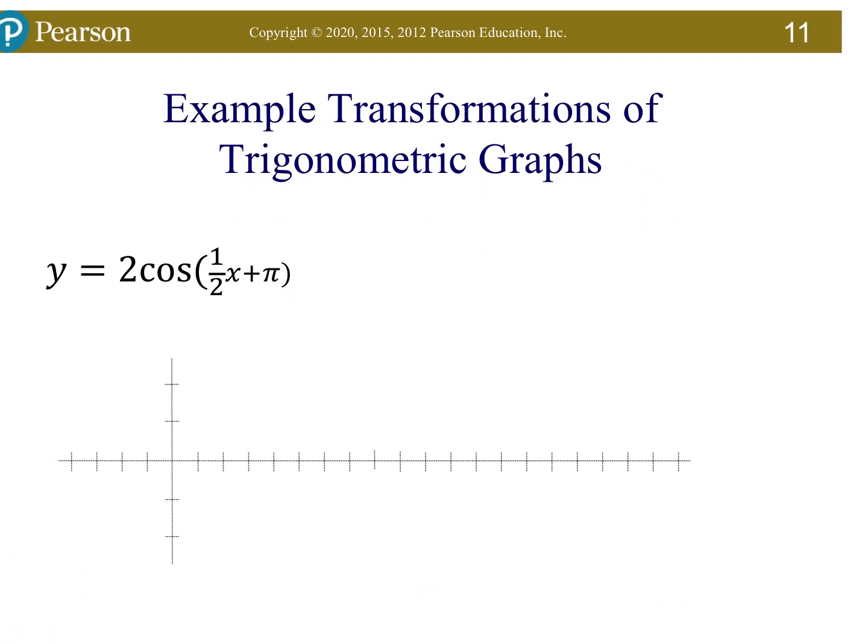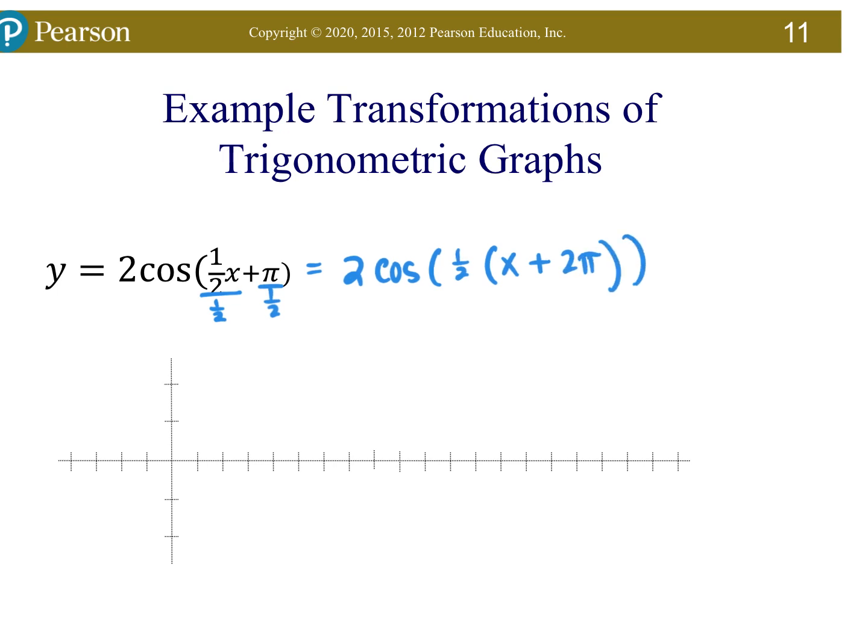Okay, here's another one. Here's cosine. Again, my cosine is not factored correctly. So we would want to factor this. So we want to divide by 1/2. That means I get 2 cosine 1/2 factored away from x plus. And when you divide pi by half, you get 2 pi.